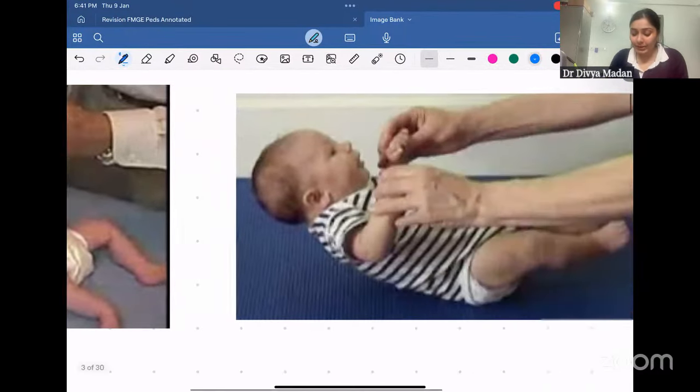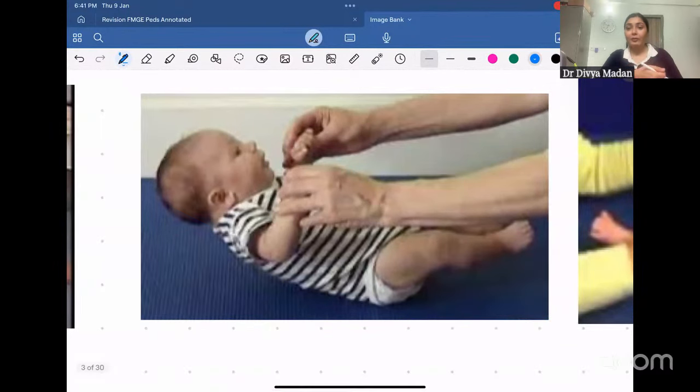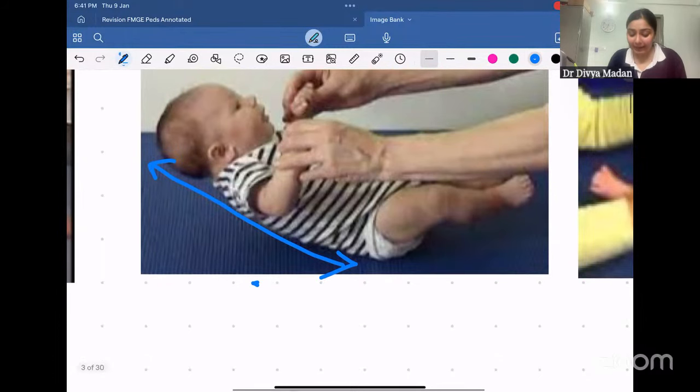Moving down to this image, can you see here? When I'm doing this pull to sit maneuver, the head lies within the line of the back. The child is able to control the head, able to control the neck. This happens at 3 months of age.